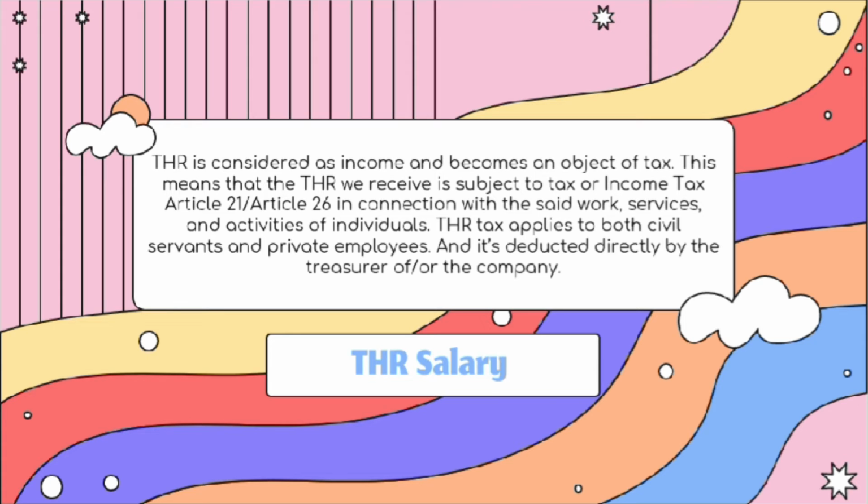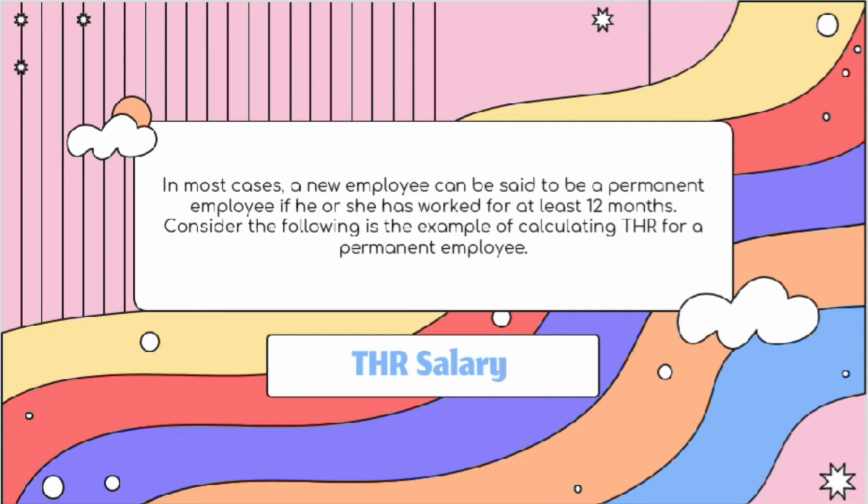THR tax applies to both civil servants and private employees, and it's deducted directly by the treasurer or the company. In most cases, a new employee can be said to be a permanent employee if he or she has worked for at least 12 months. Consider the following example of calculating THR for a permanent employee.